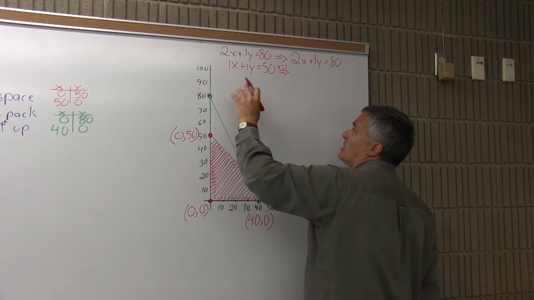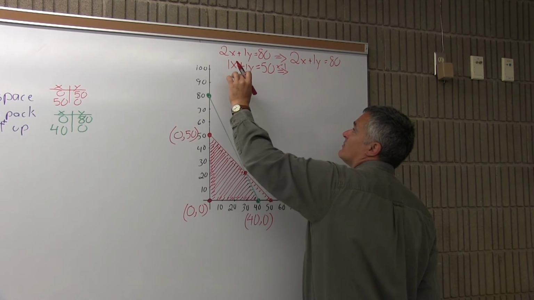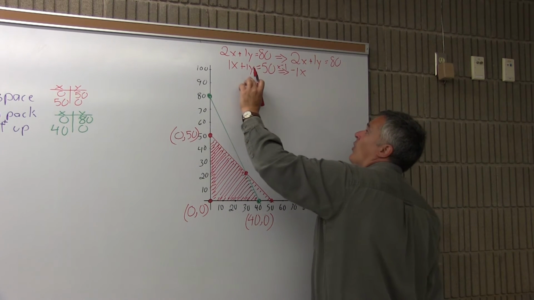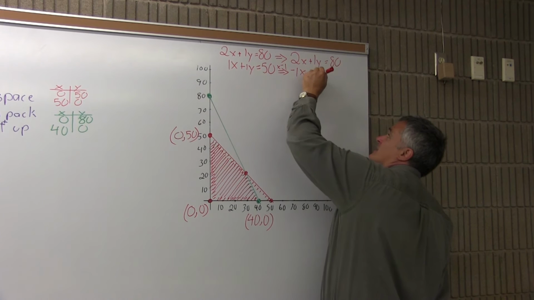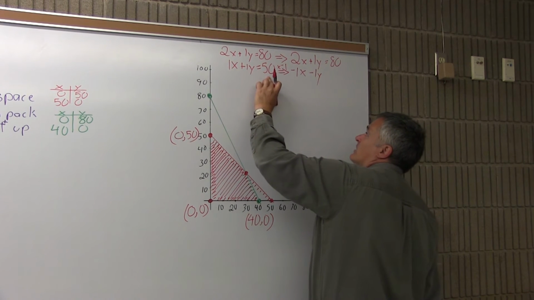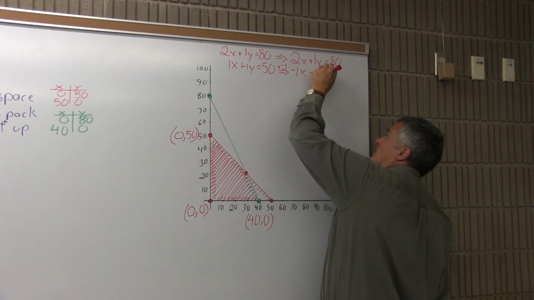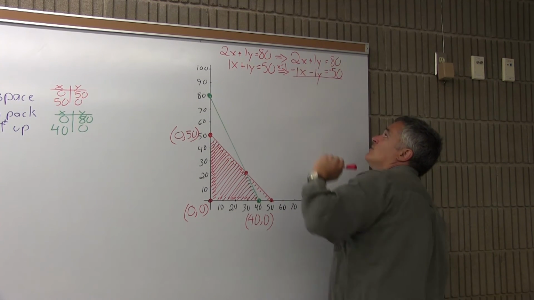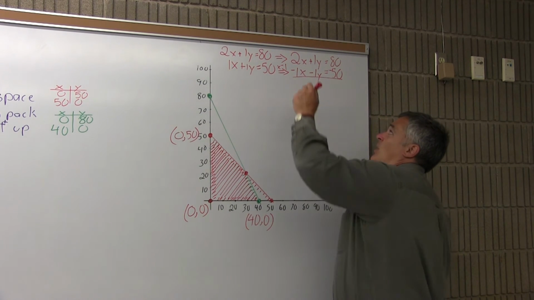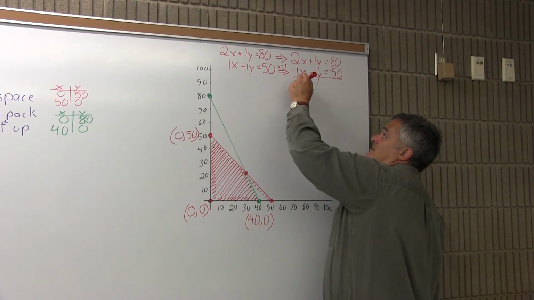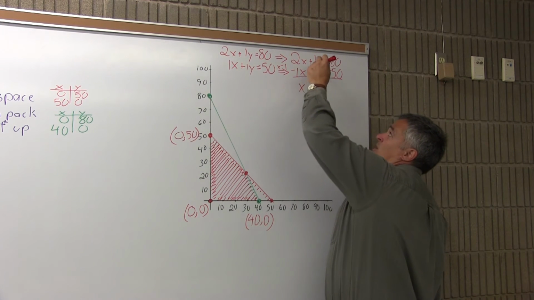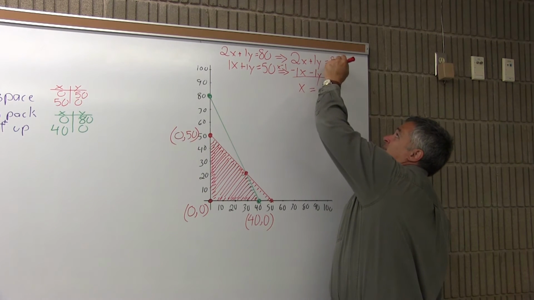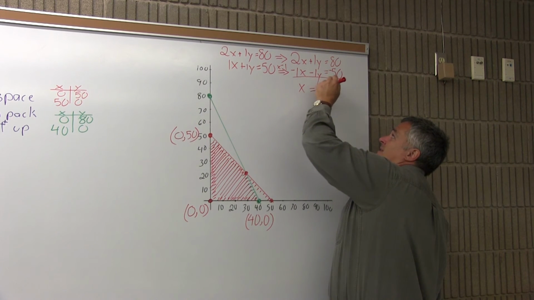So when I multiply the bottom equation times negative 1, I'm going to have 1x times negative 1 is negative 1x. 1y times negative 1 is negative 1y. And don't forget to do the 50 times negative 1 is negative 50. Now, if I combine the two new equations that I've made, positive 2x, negative 1x is just going to give me an x or 1x. Positive 1y, negative 1y will cancel. Positive 80 and negative 50 is 30.